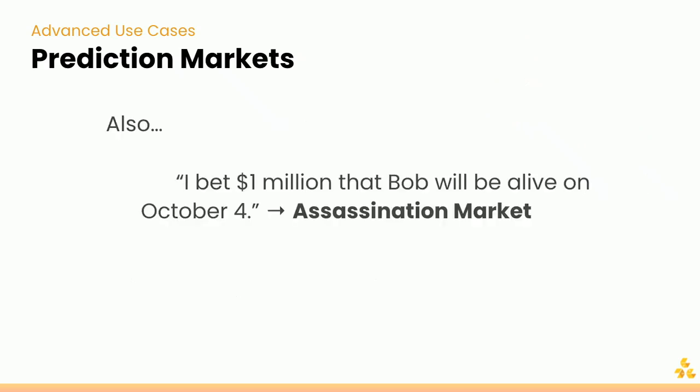And the last one I want to bring up is an edgier example, but it has come up: the assassination market. You're making a prediction or a bet that a certain person will be alive on October 4th. If enough people are betting on this, and the stakes are high enough, this shows that incentives can really influence prediction markets. Because if you know that you can make $1 million if someone isn't alive in a week, that's a lot of incentive to kill them.